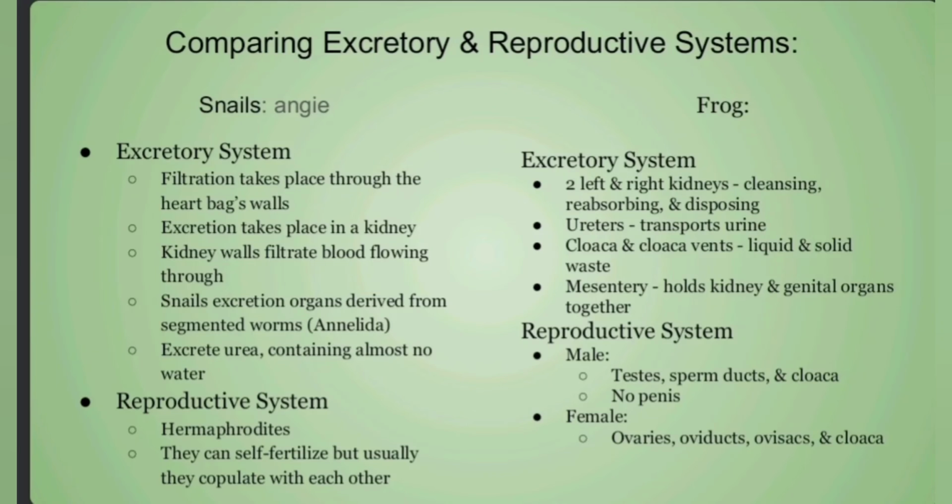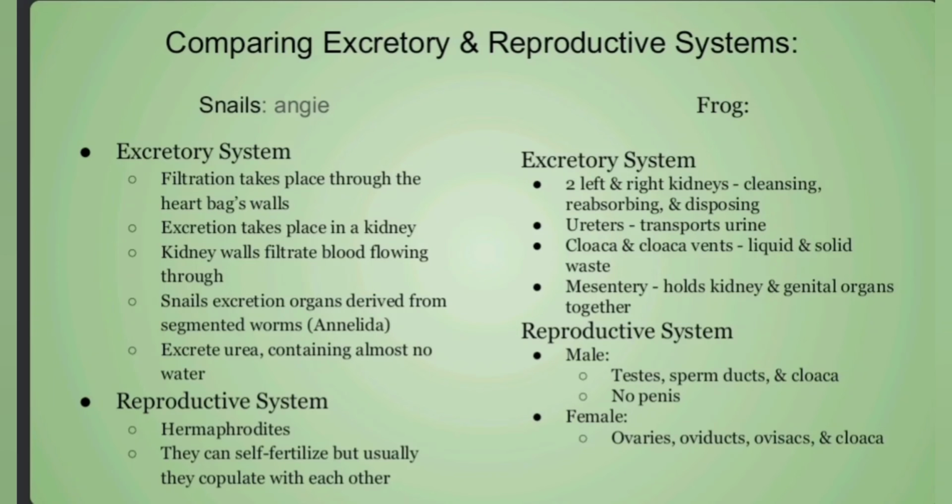When comparing excretory and reproductive systems between snails and frogs, we see that in snails, filtration takes place through the heart bag's walls, and excretion takes place in a kidney. The kidney walls filtrate blood flowing throughout the snail, and snails' excretion organs derived from segmented worms. They excrete urea and contain almost no water also.